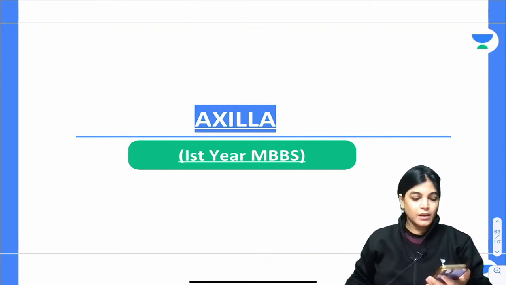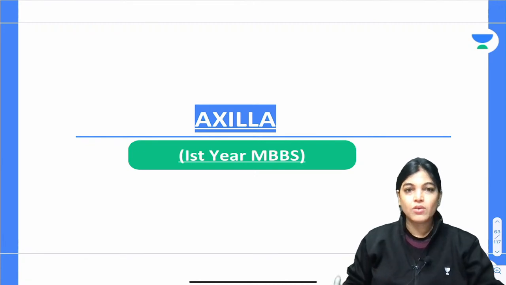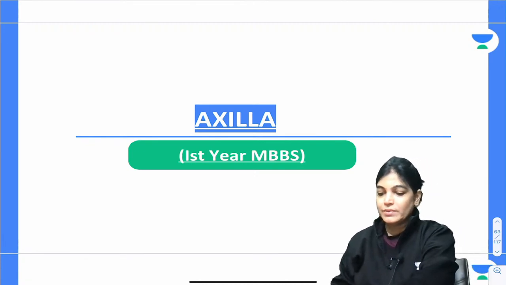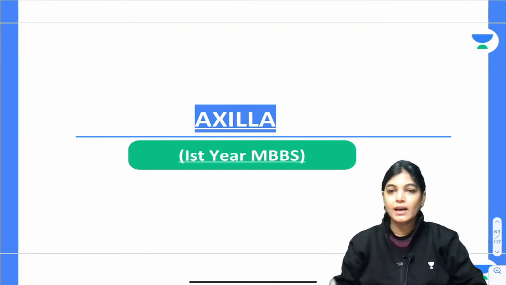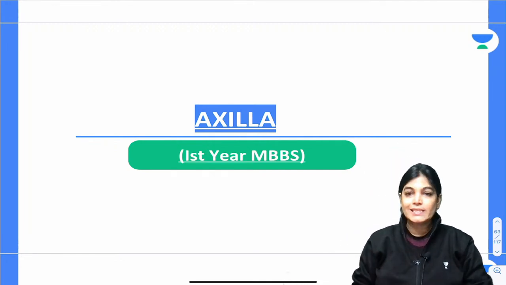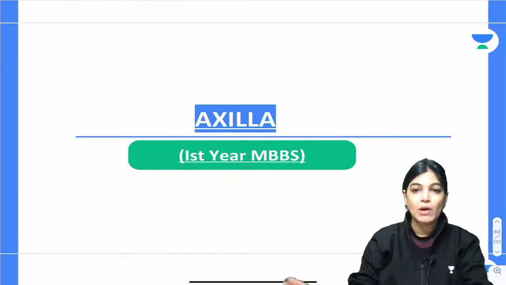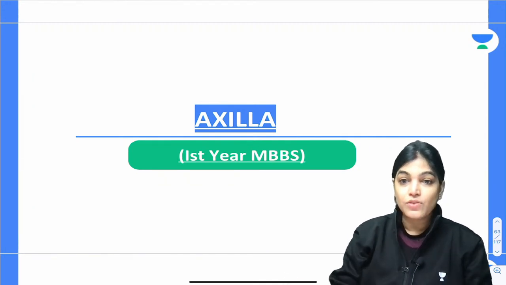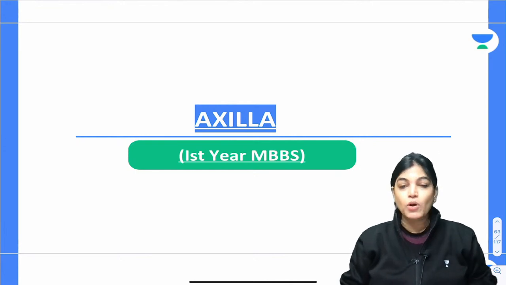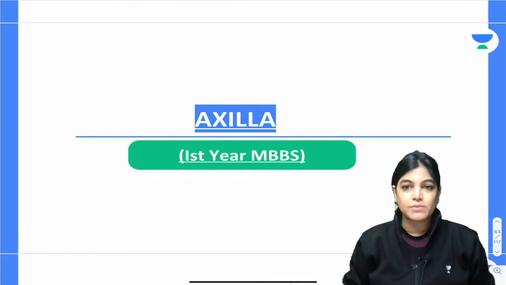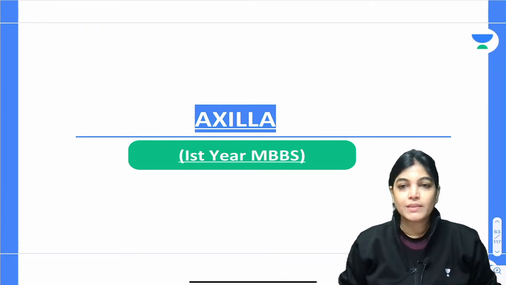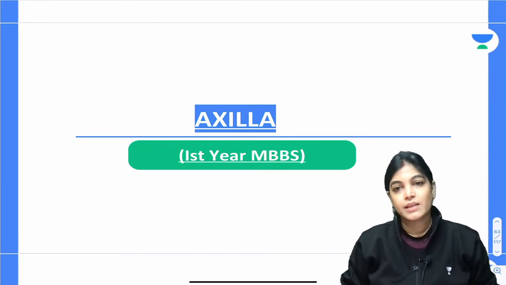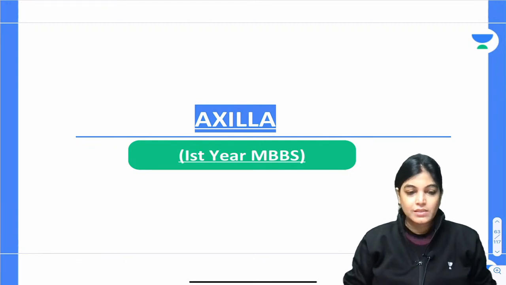Today's session is about the topic of the upper limb. I have taken another important topic of the upper limb, that is the axilla. In the axilla, for today's session, I am going to concentrate on the boundaries of the axilla, the contents of the axilla, and also brief explanations of important contents like the axillary artery and axillary veins. I will explain them along with their branches, relations, extent, and course. So let's start with the topic.